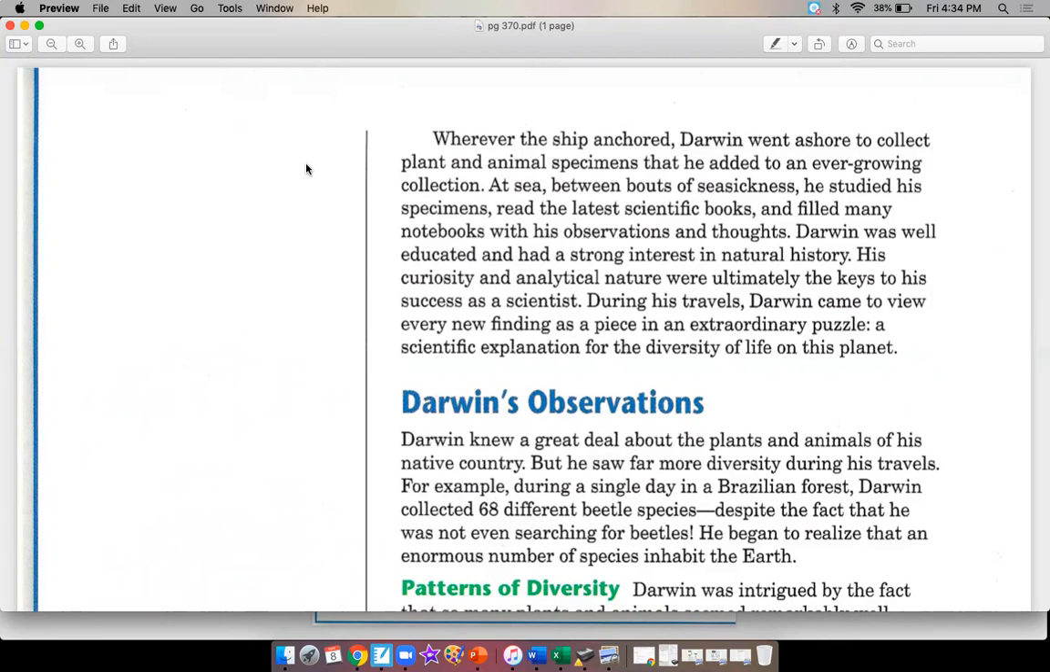His curiosity and analytical nature were ultimately the keys to his success as a scientist. During his travels, Darwin came to view every new finding as a piece of an extraordinary puzzle, a scientific explanation for the diversity of life on this planet.